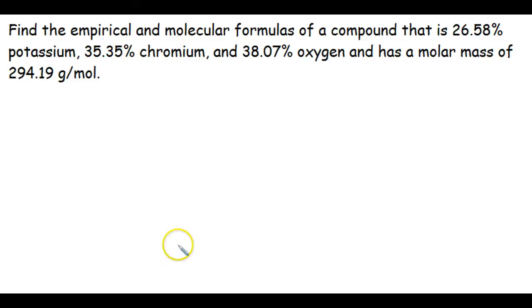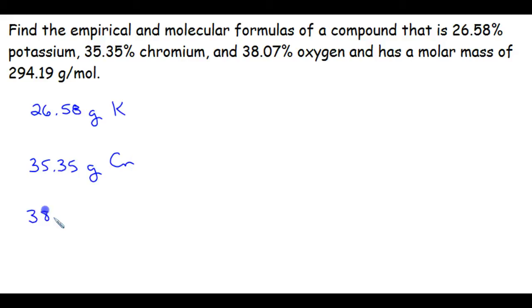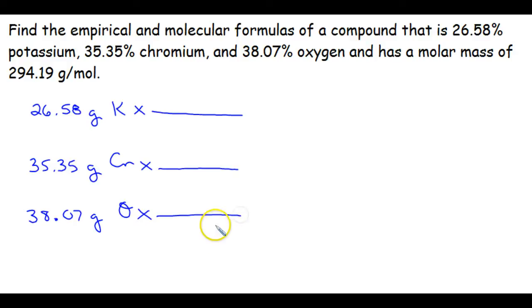So first, let's list the grams of each compound that we have. So we have 26.58 grams of potassium, 35.35 grams of chromium, and then 38.07 grams of oxygen. Now, the whole technique of doing this type of problem is trying to get you to a mole ratio. So the first thing you're going to do is convert from grams to moles.